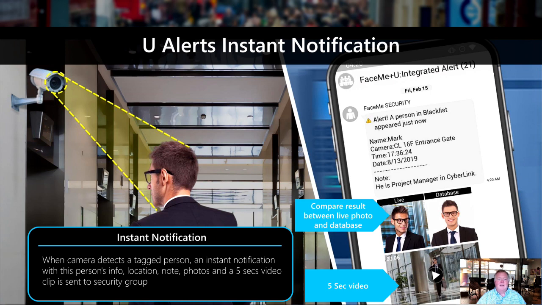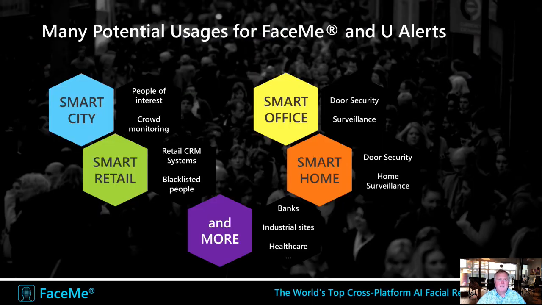U Alerts then sends a message either to a smartphone or a PC, and the message is relatively straightforward. It shows who is the person who was captured, the location, a picture of the live capture that just happened compared to the database picture, and a short video. This can be done through U Messenger, which is CyberLink's own messaging system, or it can also connect to other messaging systems.